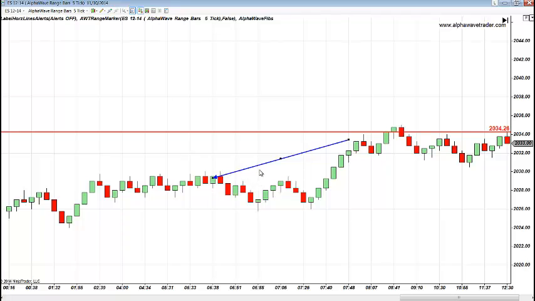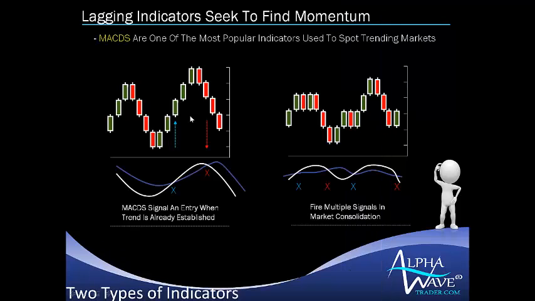Ask yourself what happens here if you're using MACD. Ouch is the name of the game. Not a good idea. Trending markets happen only 20% of the time.